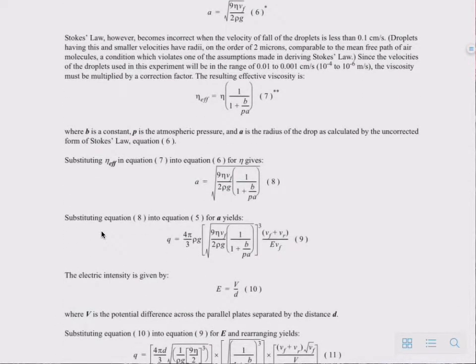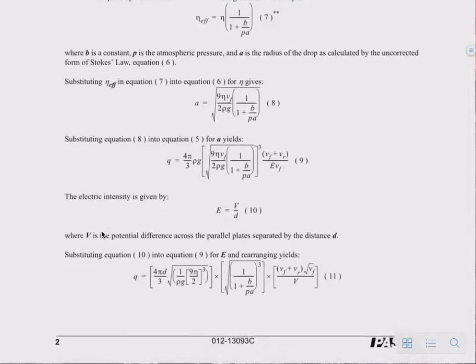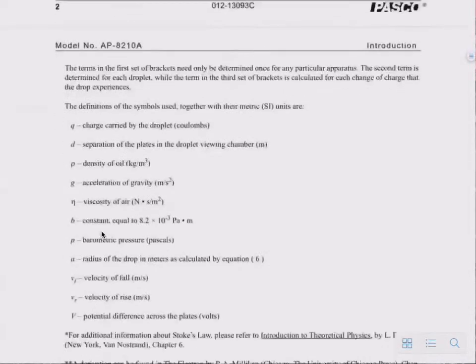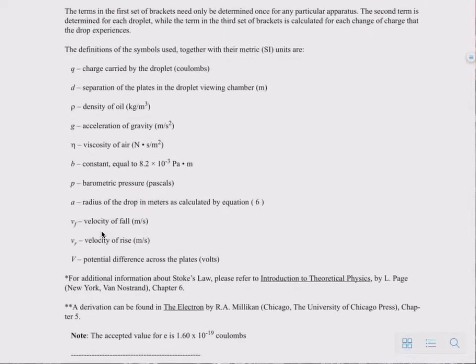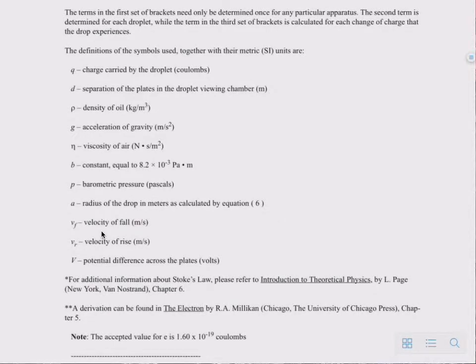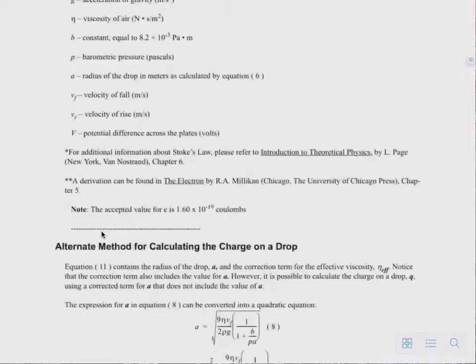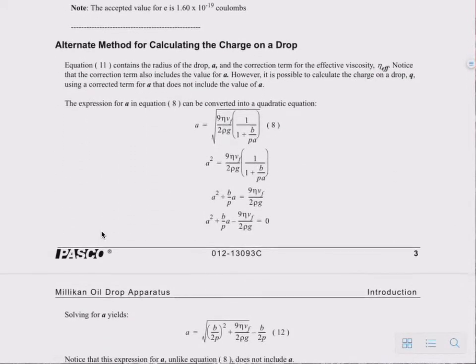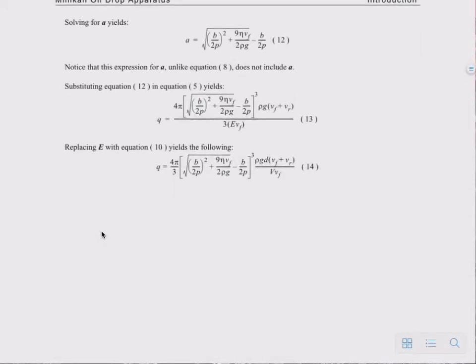For whatever reason, it doesn't seem like I have it on this side, but there's another equation that I'm going to use. These are some of the values, some of the letters that are going to be associated with Stokes' law. But let me go down here. This is the equation that I want, equation number 12. A is going to be our radius, and then you have B.